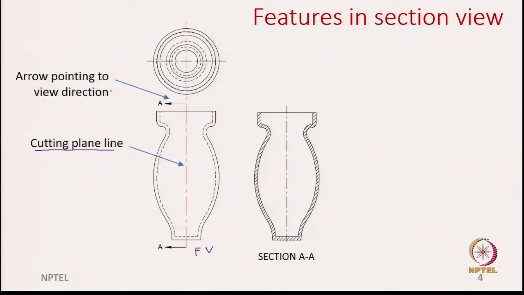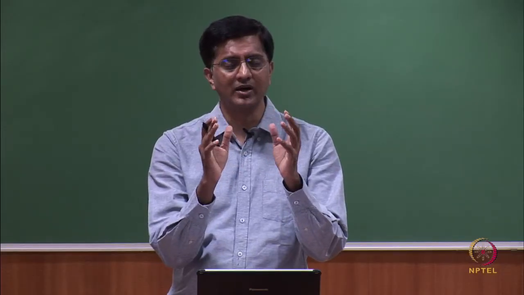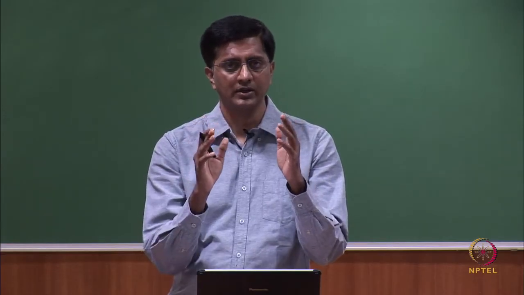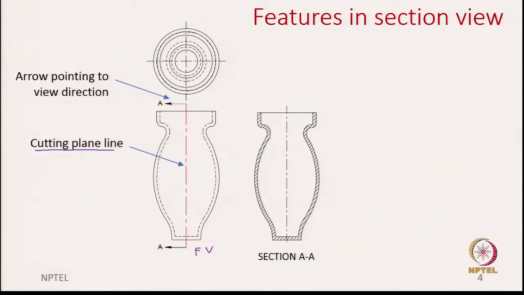The second feature we see is this arrow pointing to the view direction. So, you can see two things, one is this arrow and one is the label. We will come back to the label in a while, but this arrow tells you, after you section, which part of the sectioned part you are looking at. Are you looking at the left part or the right part? At least in this slide we are asking to look at the left piece. Okay.